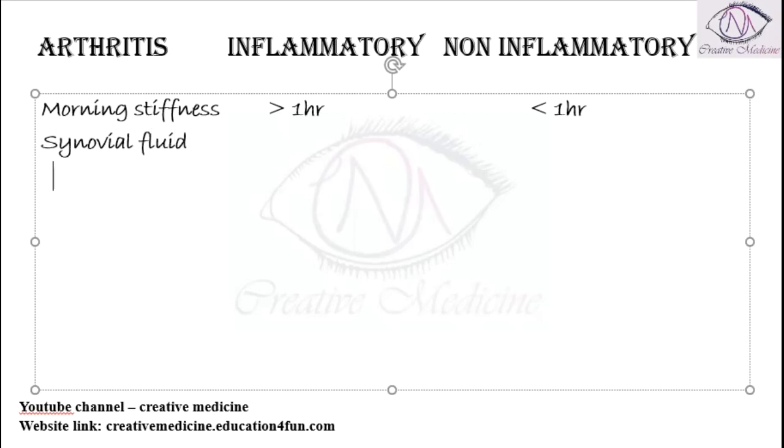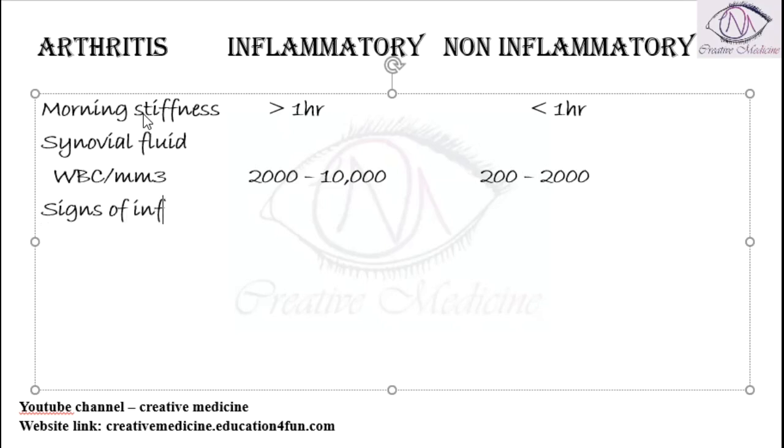In the synovial fluid, the WBC count per millimeter cube is almost 2,000 to 10,000 WBCs per millimeter cube in inflammatory arthritis, whereas in non-inflammatory arthritis they are less, 200 to 2,000 WBCs per millimeter cube.